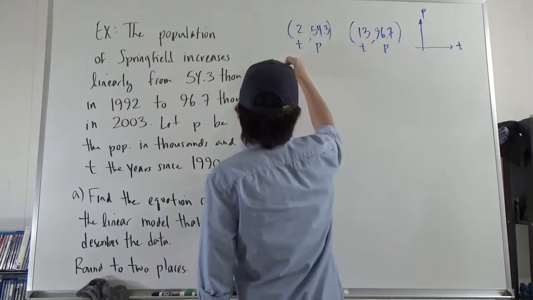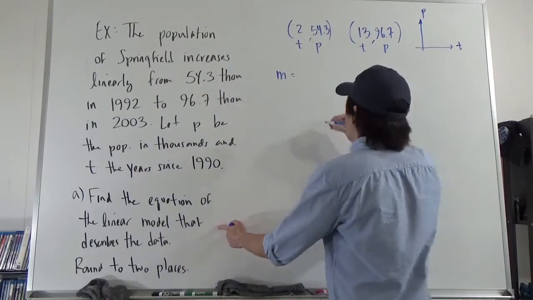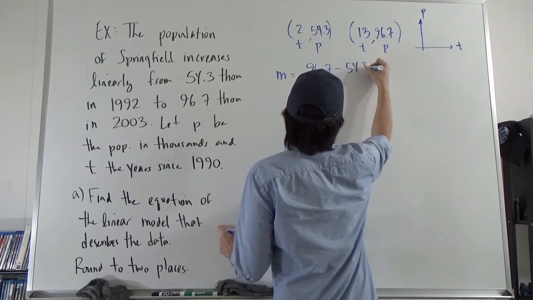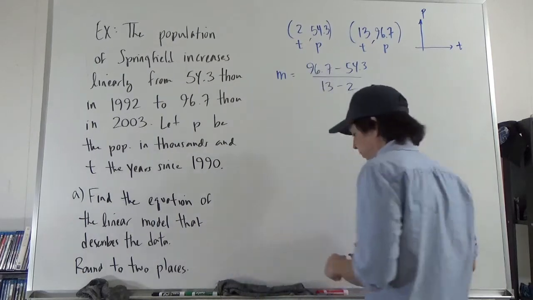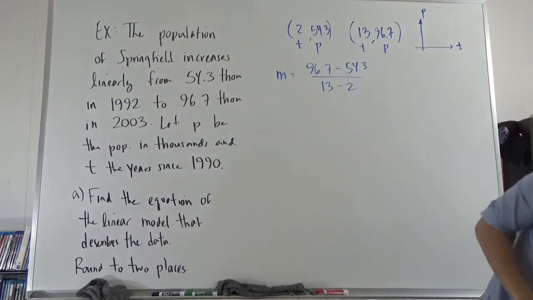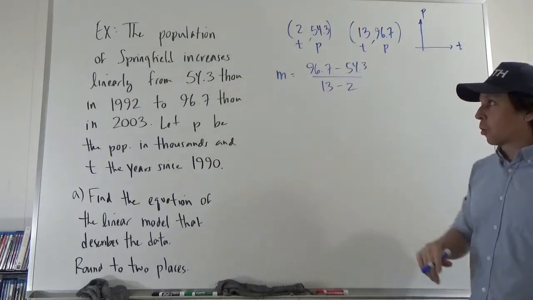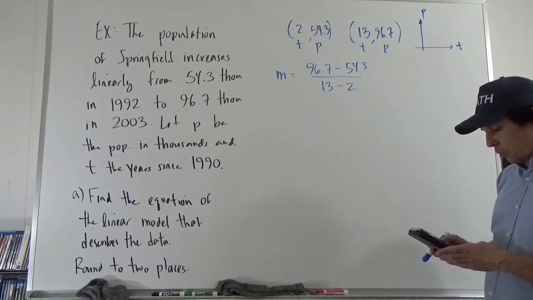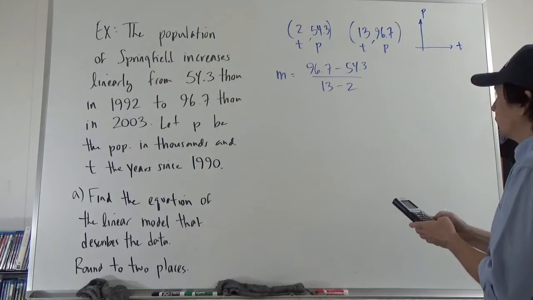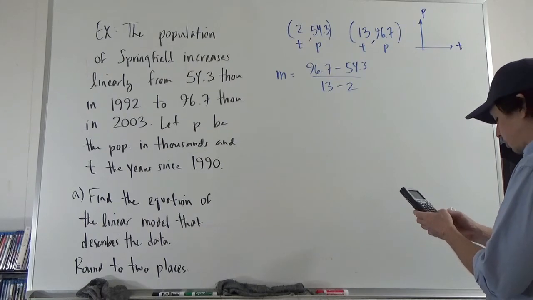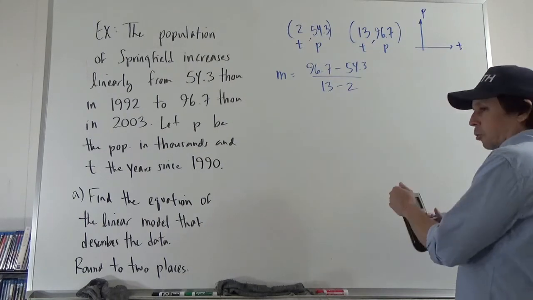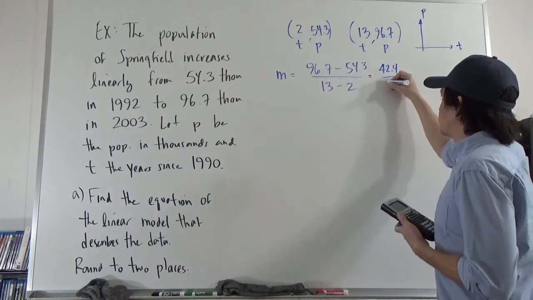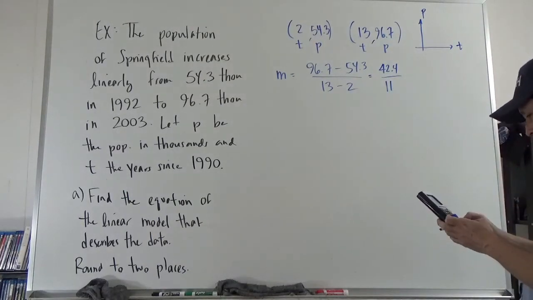Now I'm going to do what I do for 2 points to find the equation of a line. First doing slope, 96.7 minus 54.3 over 13 minus 2. Common mistakes here are having the coordinates in the wrong order, also misinterpreting 2003 as t equals 3 and not t equals 13. All the things that I mentioned just now. 96.7 minus 54.3, I got 42.4 for the top only. 13 minus 2 is 11. So I'm going to divide this by 11.